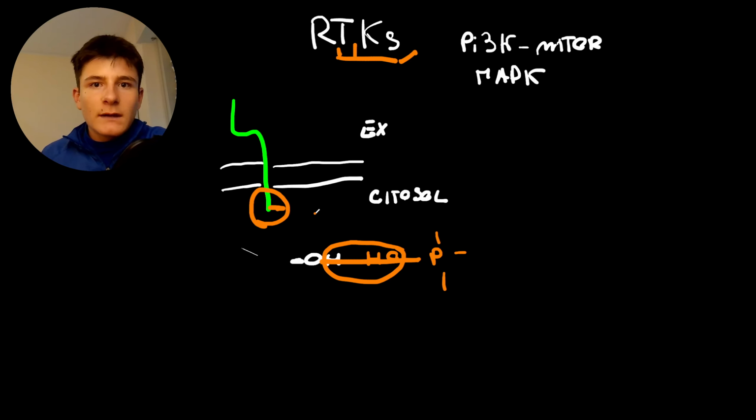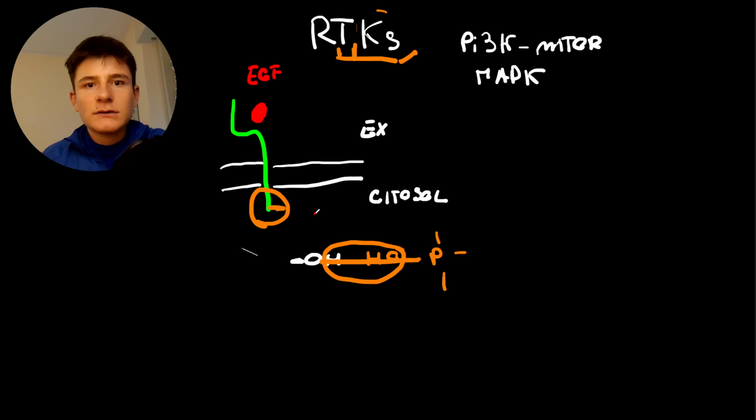But this is not why it's called receptor tyrosine kinase. It's called receptor tyrosine because we have a tyrosine, and kinase because a kinase is a protein that attaches phosphates. It's called receptor tyrosine kinase because once a ligand is bound to the receptor, for example here we can have EGF, that's epidermal growth factor. We're gonna see that receptor tyrosine kinases are involved with a lot of these: EGF, PDGF, FGF, etc.